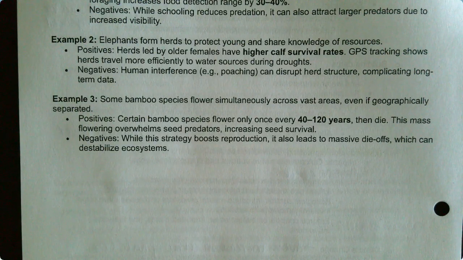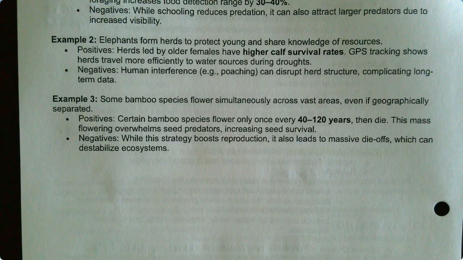And the last one, 3, is a plant, so we know we're not just talking about animals. Some bamboo species flower simultaneously, all at the same time, across vast areas, even if they are geographically separated. So all of these bamboos flower at the same exact time, releasing lots of pollen, and therefore you're going to wind up having a lot more bamboo in a given area right after that mass simultaneous release of the pollen.